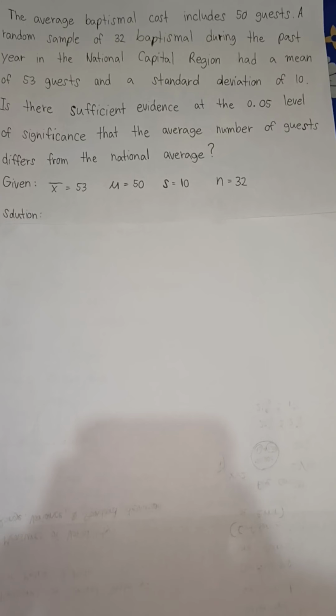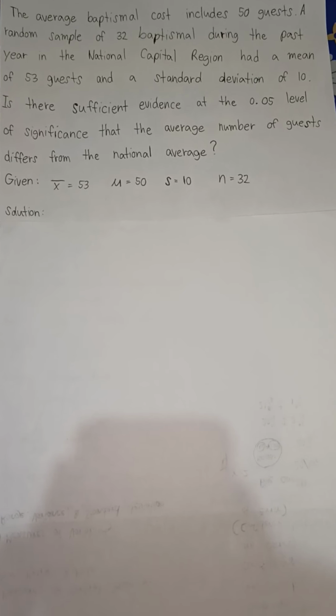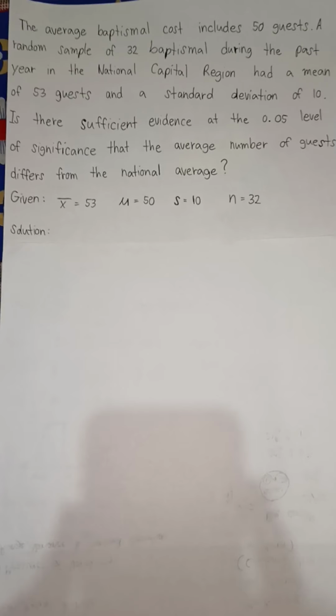The average baptismal cost includes 50 guests. A random sample of 32 baptismals during the past year in the National Capital Region had a mean of 53 guests and a standard deviation of 10. Is there sufficient evidence at the 0.05 level of significance that the average number of guests differs from the national average?